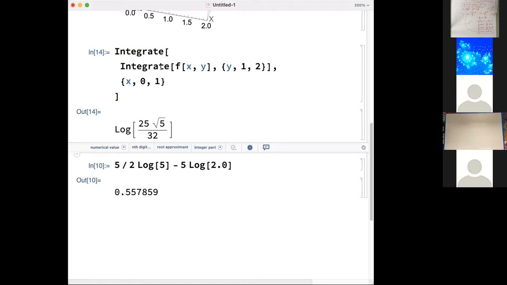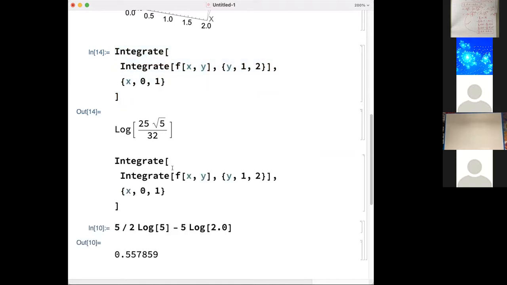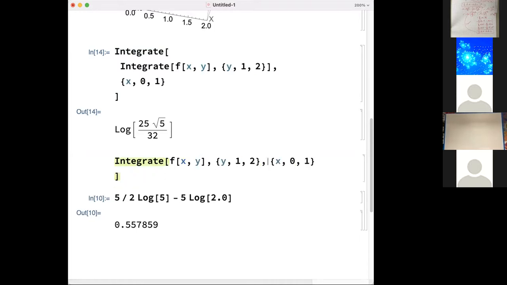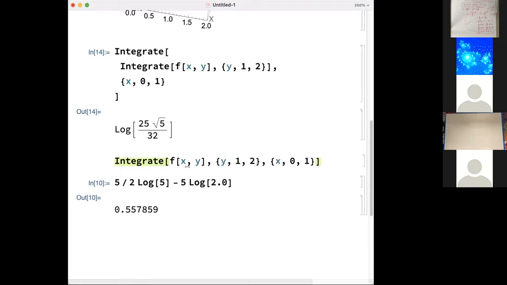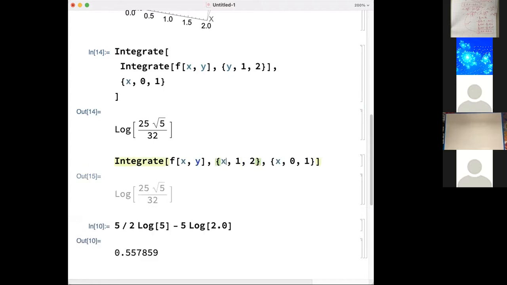And I also have this ability here. I want to show you that if the limits aren't confusing or obnoxious, I could actually just tell Mathematica to integrate with respect to both x and y at the same time. And Mathematica will interpret this as a double integral. There's no problem interpreting this as a double integral because these limits are constants. That's interesting. Mathematica was slightly faster that way.